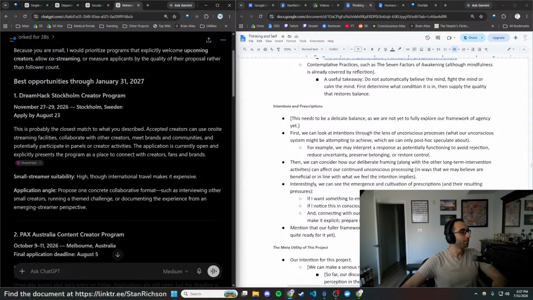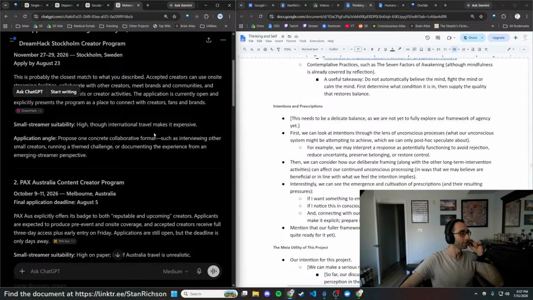What do we got here? DreamHack Stockholm Creator Program. Do I have to go? This is probably the closest match to what you described. Accepted creators can use on-site streaming facilities, collaborate with other creators, meet brands and communities, and potentially participate in panels or creator activities. The application is currently open and explicitly presents the program as a place to connect with creators, fans, and brands. Oh my gosh.